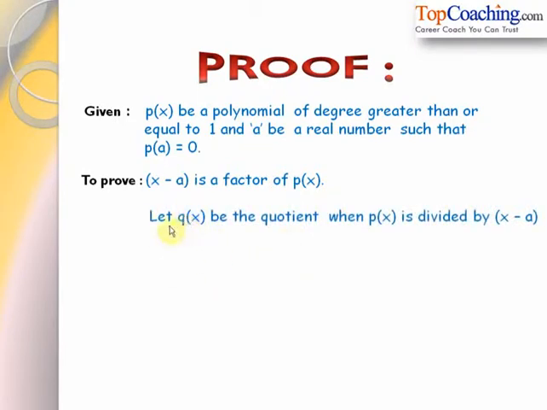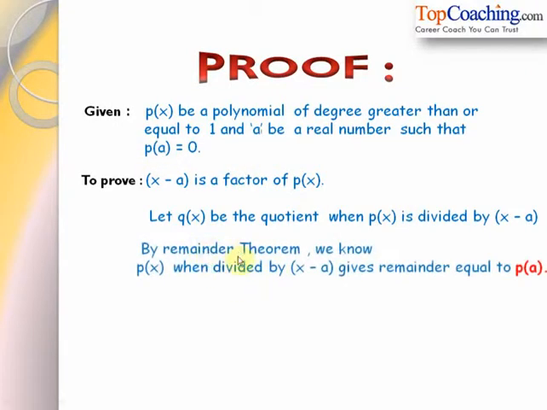Now let us say that q of x is the quotient when p of x is divided by x minus a. Now, by the remainder theorem, we know that p of x when divided by x minus a gives the remainder equal to p of a. Also, if we divide any polynomial p of x by a linear polynomial x minus a, then the remainder is equal to p of a, and this comes directly from the remainder theorem.